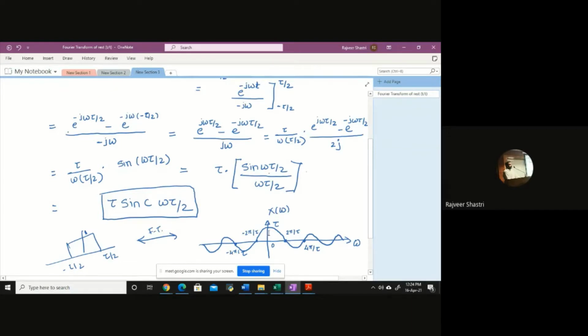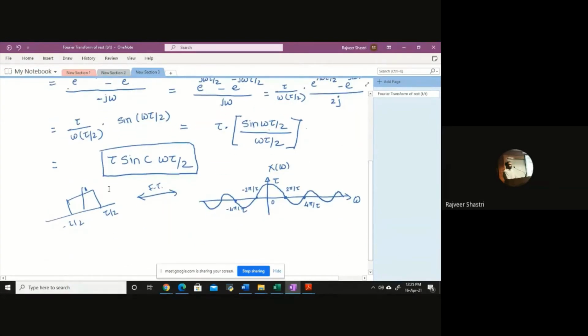See here that the sinc has been drawn. What is the amplitude of the sinc? Here it is tau. Tau is the amplitude of the sinc. And this sinc function is like this, which goes to 0 at 2 pi by tau, 4 pi by tau, and so on, and minus 2 pi by tau, minus 4 pi by tau, and so on. So this is one of the most important Fourier transforms that we should be aware of: the Fourier transform of a rectangular function is a sinc function.